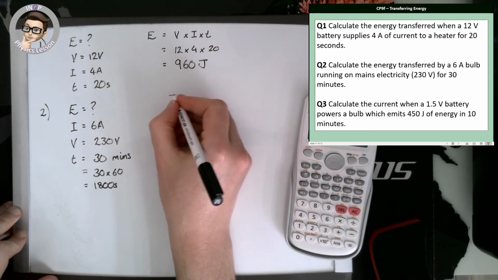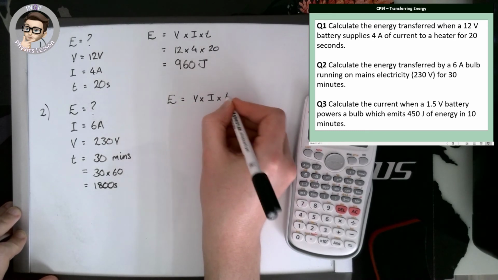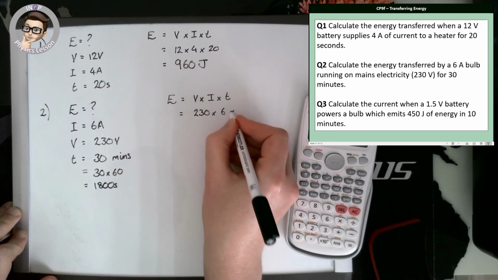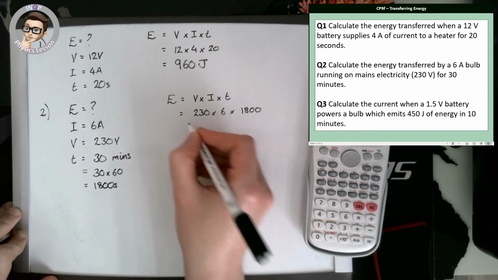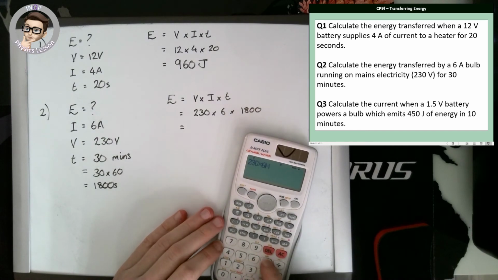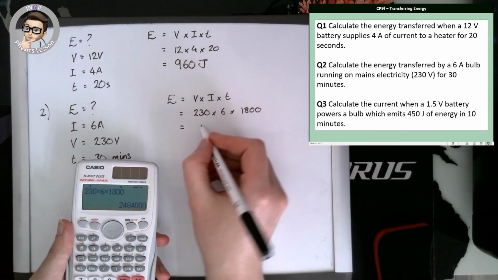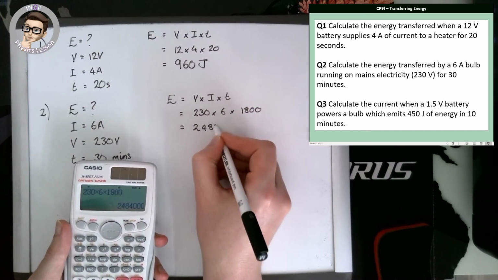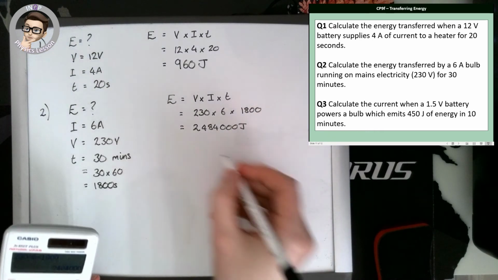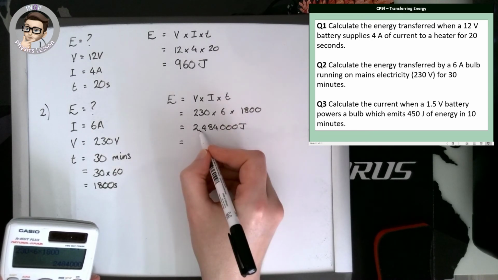So again, we're going to write our equation down. E equals V times I times T. Put our numbers in. We're going to have 230 multiplied by 6 multiplied by 1,800. And we're going to put that into our calculator and get our answer. So 230 times by 6 times by 1,800 is going to give me an answer of 2,484,000 joules. It's not a nice number that we use in physics, so we're going to do a bit of rounding and a bit of standard form. I'm going to take my decimal place from here and I'm going to place it here.